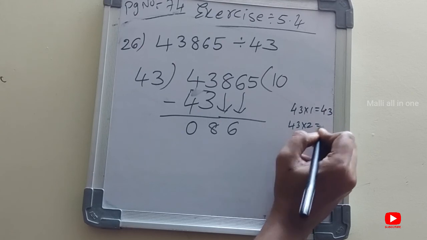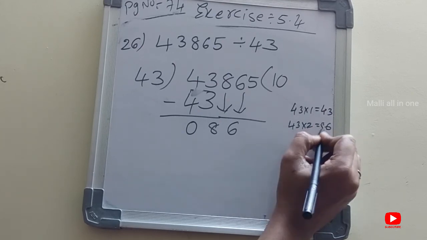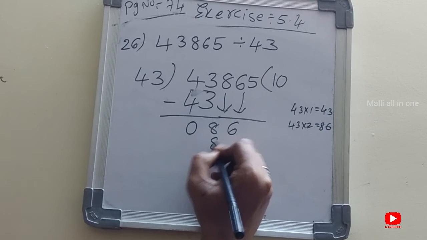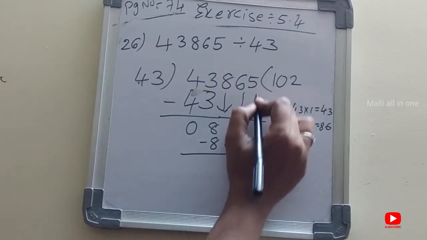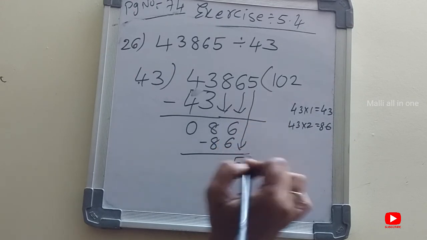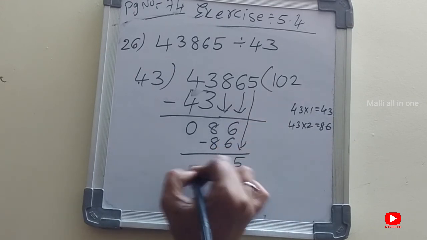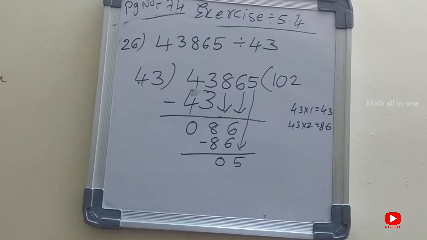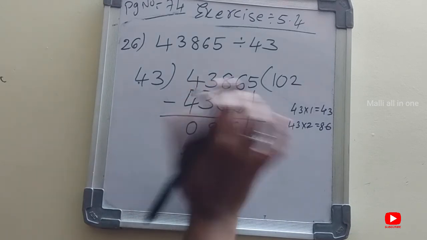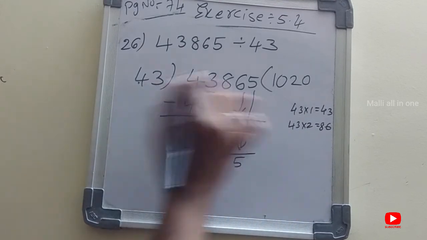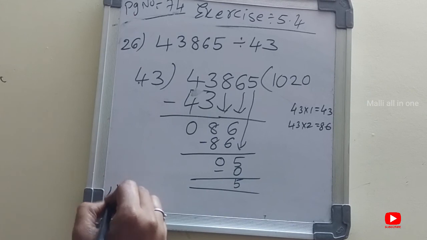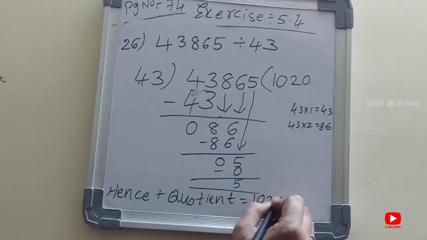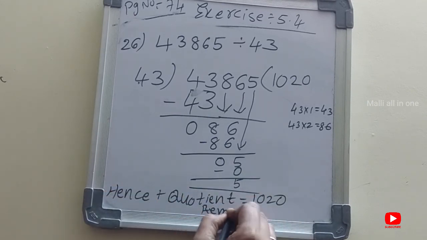43 twos are 86: 2 threes are 6, 4 twos are 8. 86 came now. So 43 twos are 86. Now this 5 comes down. 86 minus 86, 0. 5, one digit only is there, so it's not possible. So we should write 0 here, one more, and 43 zeros are 0. This is the remainder now. Hence, quotient equals 1020. Remainder equals 5. Understand, children?